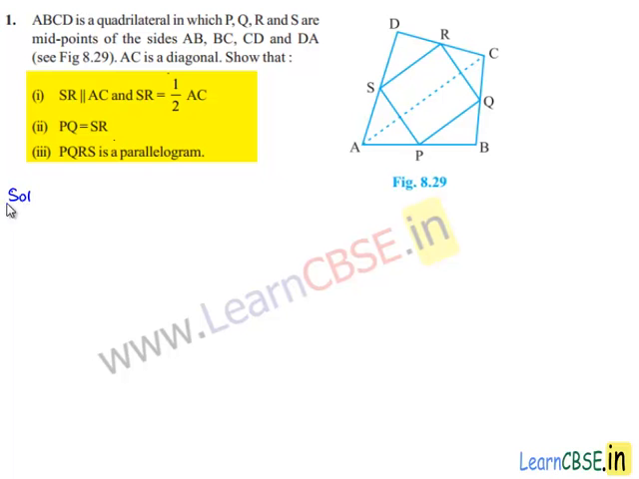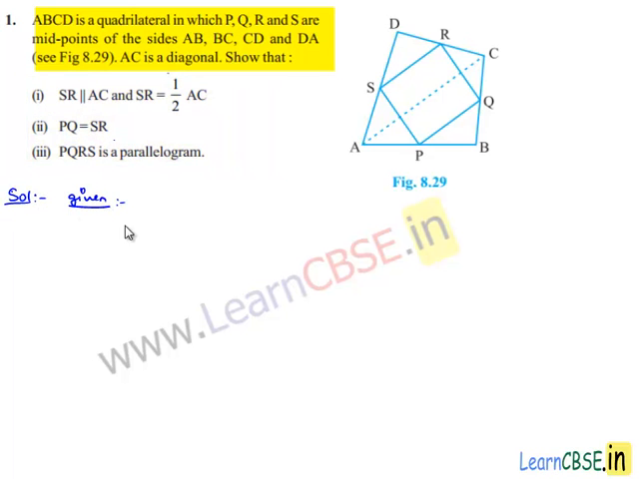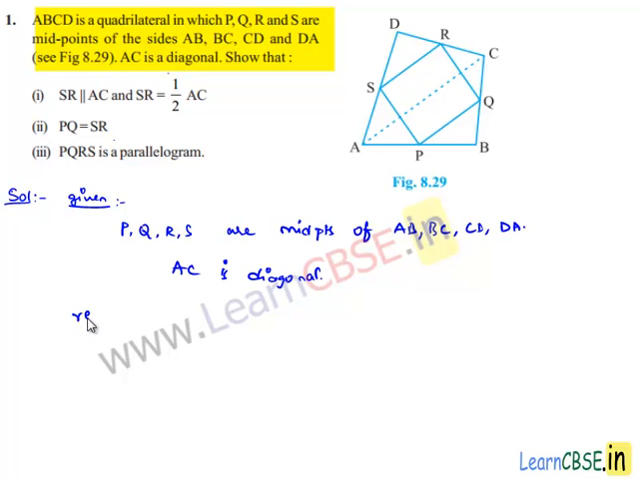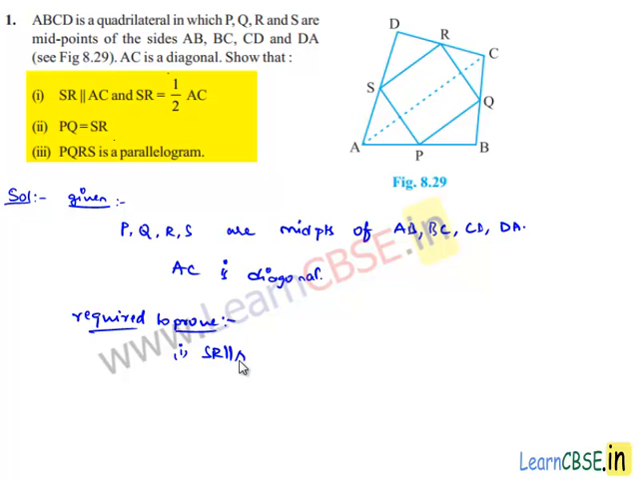Now moving on to the solution. He has given that ABCD is a quadrilateral in which P, Q, R and S are midpoints of sides AB, BC, CD and DA respectively, and he also given that AC is diagonal. He asked us to prove that, first thing, SR parallel to AC and SR is equal to half AC. Second, PQ is equal to SR. And third, PQRS is a parallelogram.